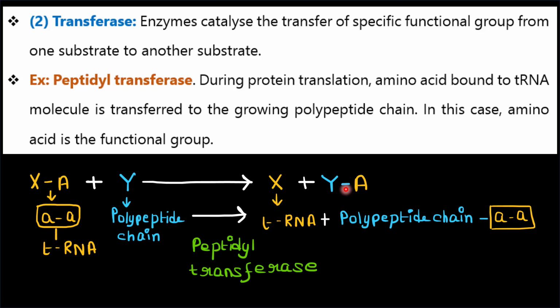The example is peptidyl transferase. So during protein translation, amino acid bound to tRNA molecule is transferred to growing polypeptide chain. In this case, this amino acid is the functional group.